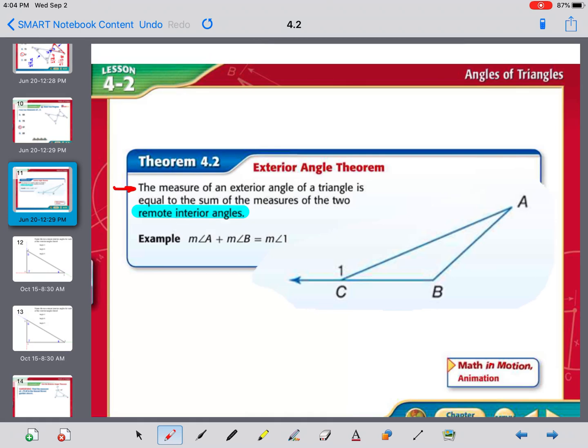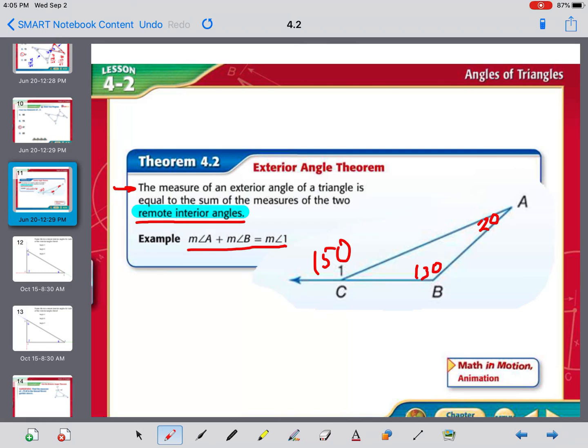Good. Okay, exterior angle theorem. The exterior angle theorem says, you can read it right here, the measure of an exterior angle of a triangle is equal to the sum of the measures of the two interior angles. So let me just give you a couple of ideas and thoughts here. Let's pretend this is 130, and let's pretend that this is 20. May or may not be the truth, but let's pretend it is.